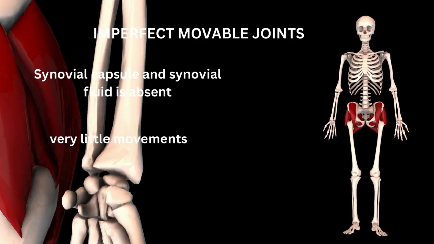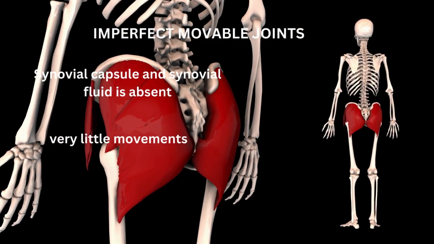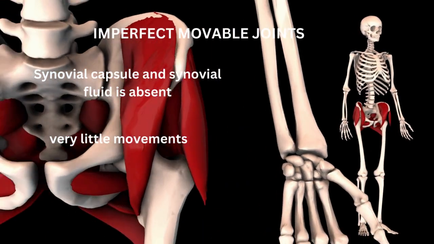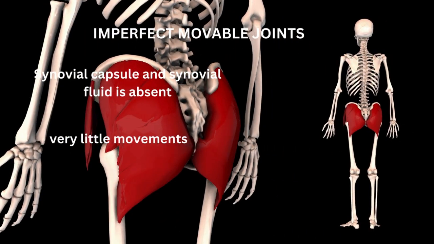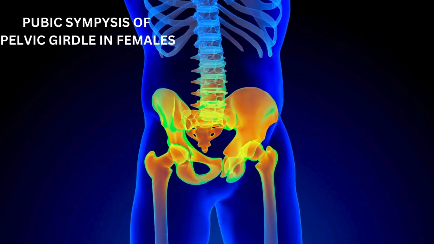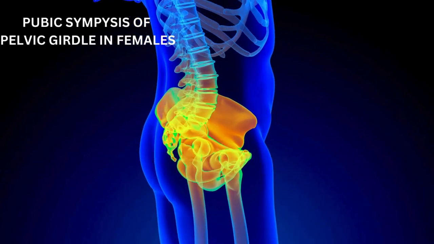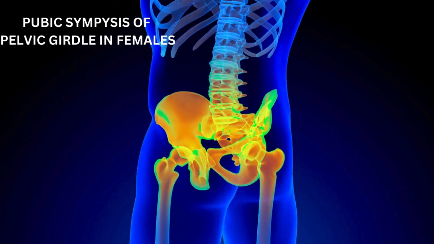Now we enter into the imperfectly mobile joints. These don't have a synovial capsule. As I told you earlier, the synovial capsule and synovial fluid are completely absent in imperfectly mobile joints, and that is why they have very little movement. For this, an example is the pubic symphysis of the pelvic girdle, which is especially seen in females. The pubic symphysis of the pelvic girdle in females is an example of imperfectly mobile joints.